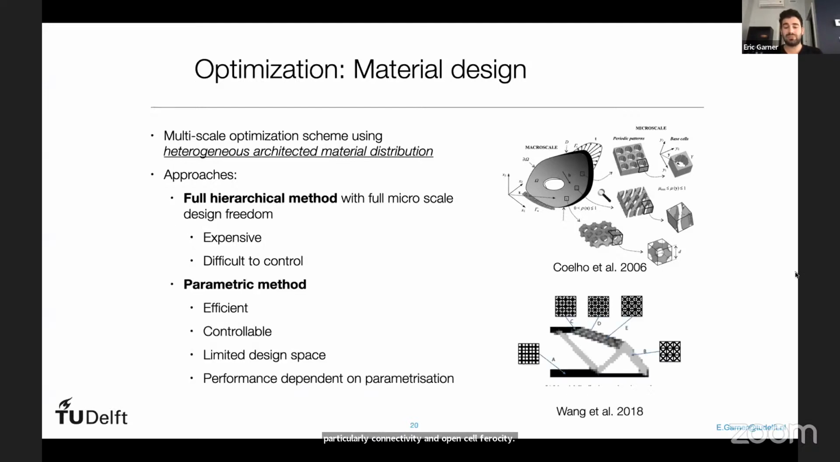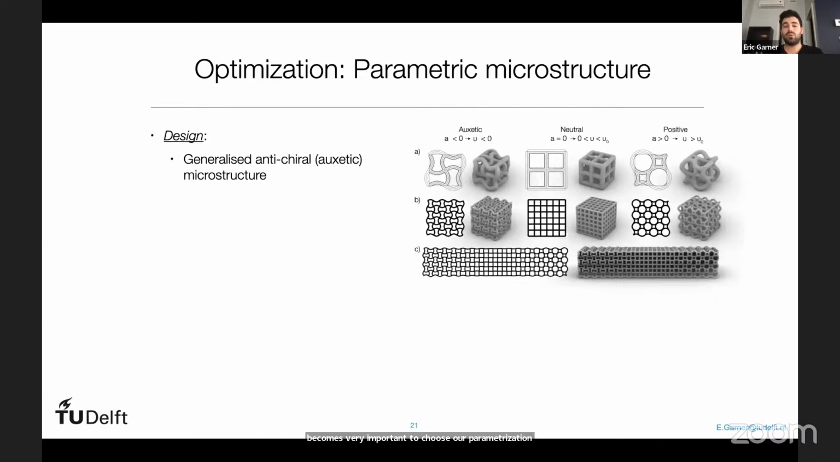So one very simple method for handling this is to use a parametric formulation. This can be very efficient because it reduces the number of design variables on the microscale, and it allows us to guarantee certain geometric properties like interconnectivity between cells. However, it limits the design space and the performance is dependent on our parametrization, so it becomes very important to choose our parametrization carefully. For this reason, we've come up with a generalization of the famous antichiral auxetic microstructure.